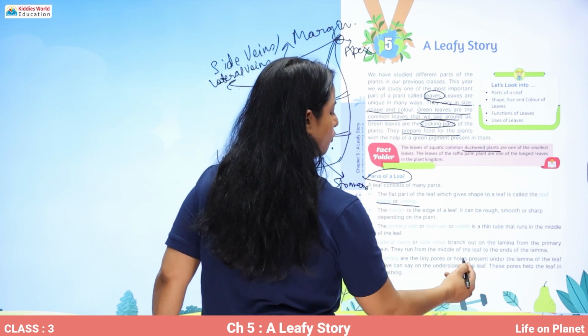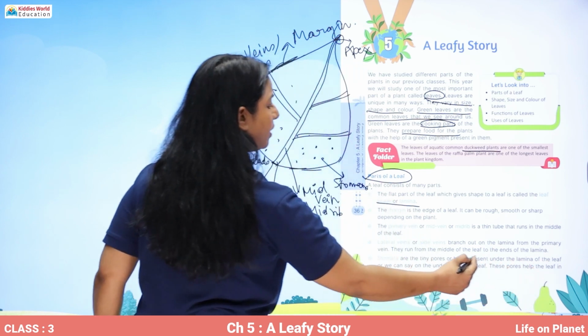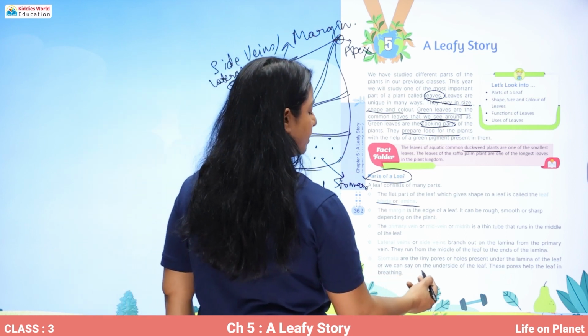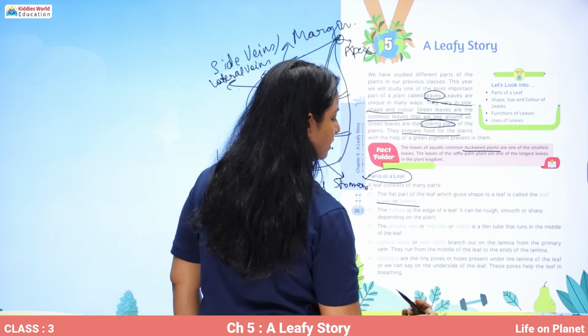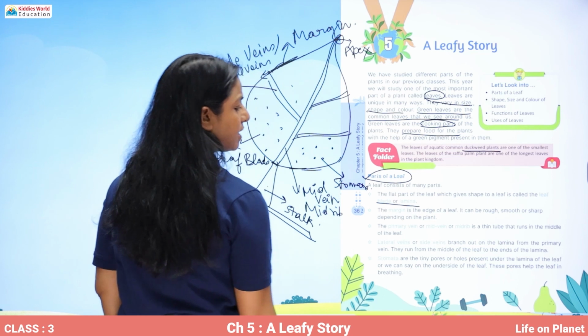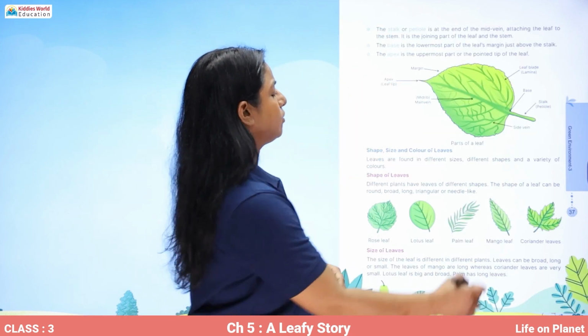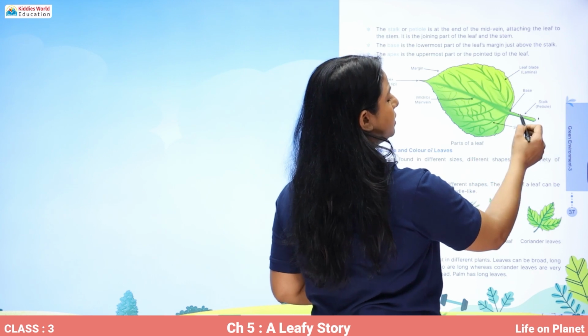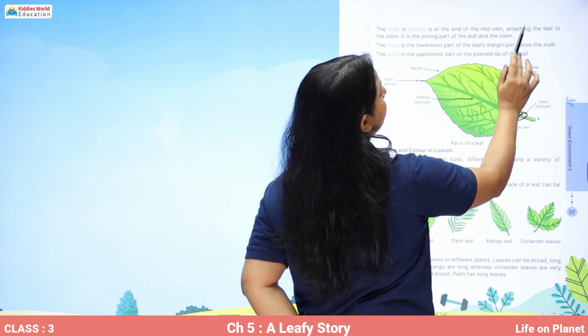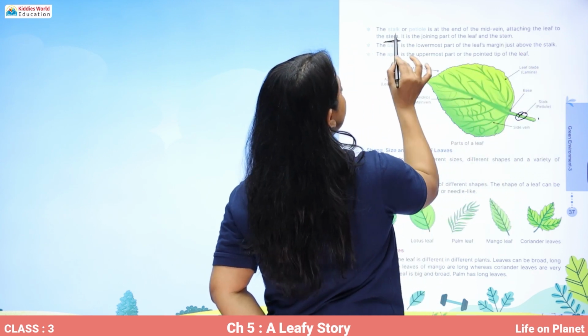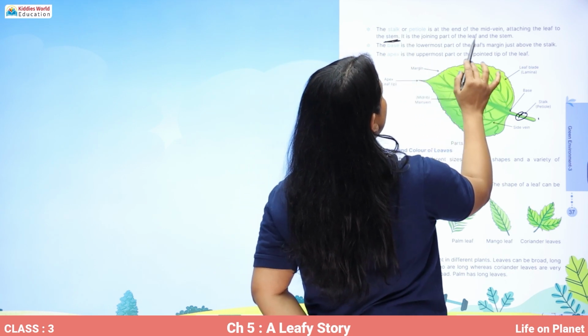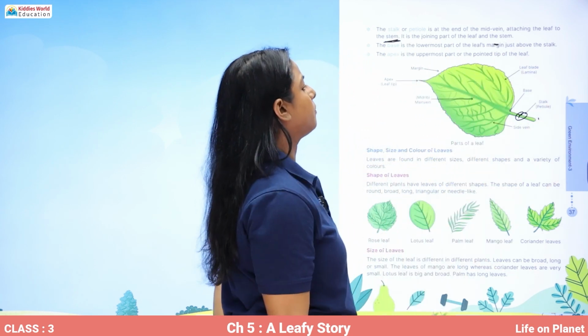Stomata are the tiny pores or holes present under the lamina of the leaf, or we can say on the underside of the leaf, and these pores help the leaf in breathing. The stalk, or the petiole, I told you, is the end of the midvein attaching the leaf to the stem, and it is the joining part of the leaf and the stem.